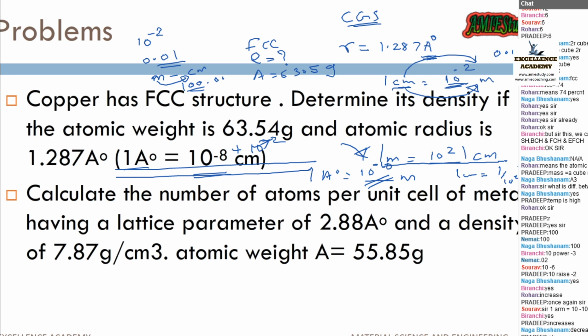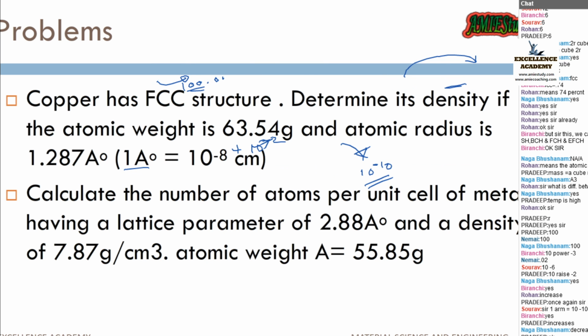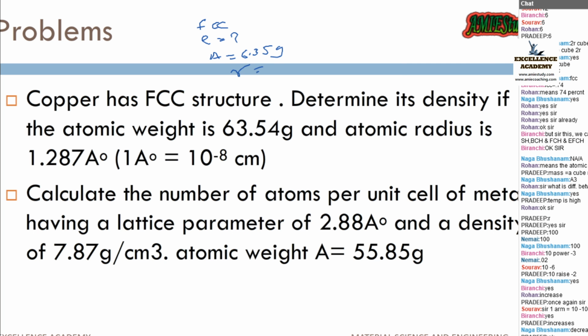One minute. Once again, we can read the question. The copper is an FCC structure. Determine its density. Atomic weight is given, 63.5 gram, and the atomic radius R is equal to 1.287 into 10 raised to minus 8 centimeter. So you have to find out the density. How can I find out density?